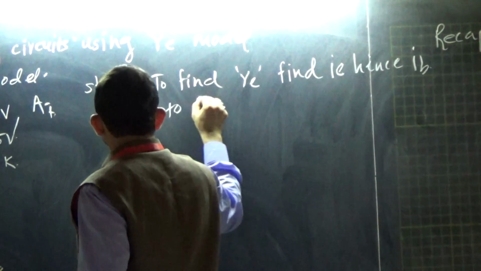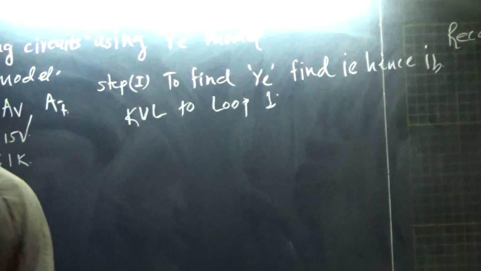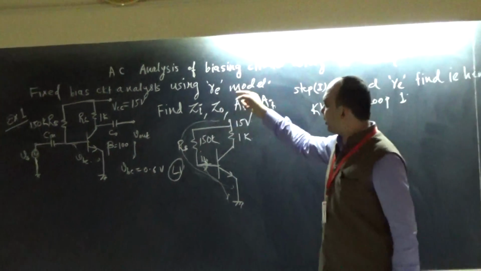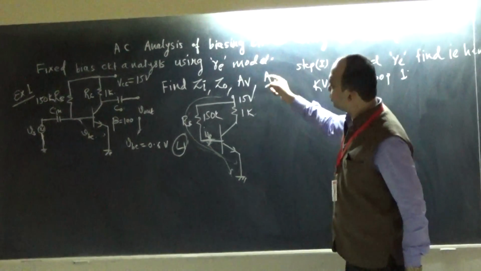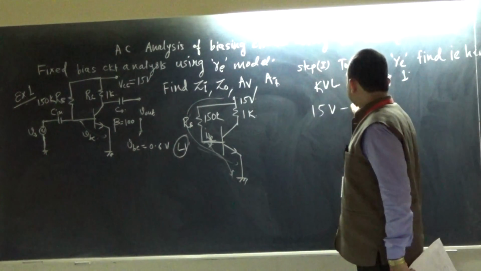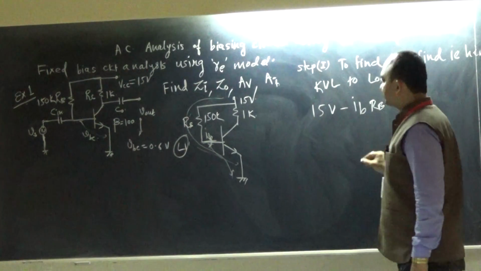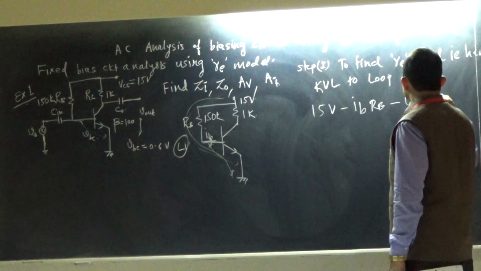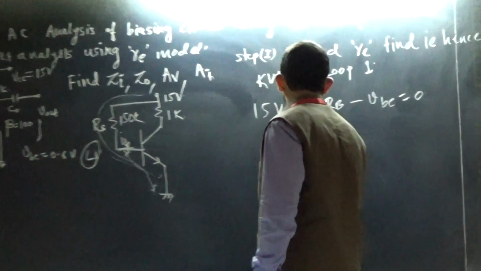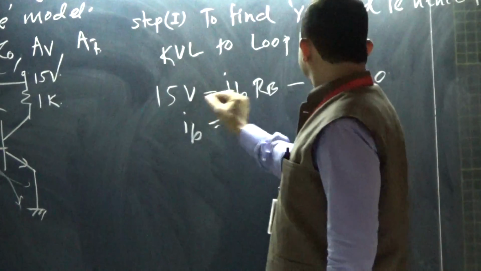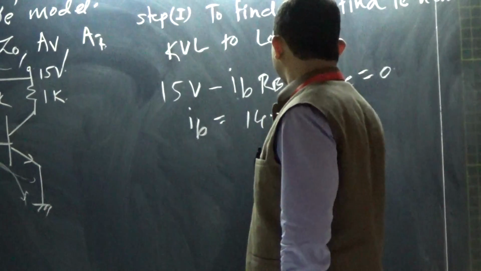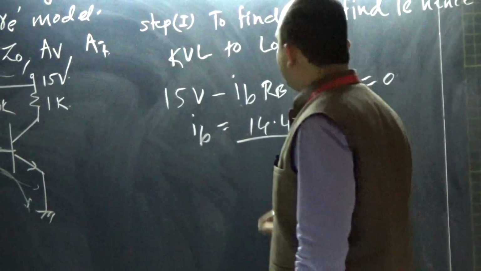KVL to loop 1. As I have told you how to apply KVL, 15 volt, the other side is negative, this is a rising potential. So 15 volt minus IB into RB minus VBE is equal to 0. So what will be IB? IB will be 15 minus VBE, given as 0.6, so 15 minus 0.6 is 14.4, divided by RB 150K.